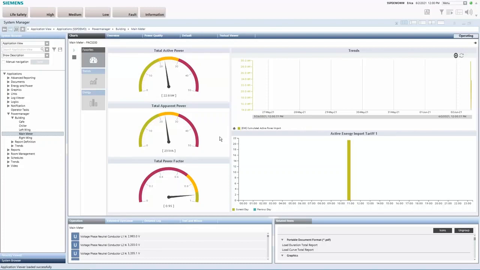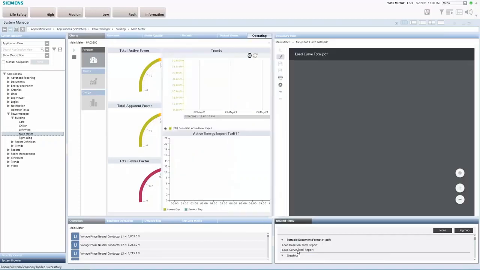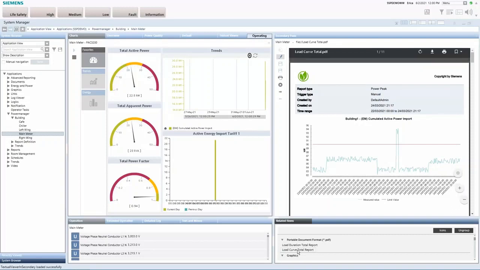Knowing that, we are already quite sure that this can only be because of peak charges, which are penalties that the company has to pay because the consumption was higher than an agreed value. What we can do now, having the main meter selected here, is check the load curve report for that particular day where we had that extra charge. Here we see the line indicating the agreed limit, and that we have gone above it.